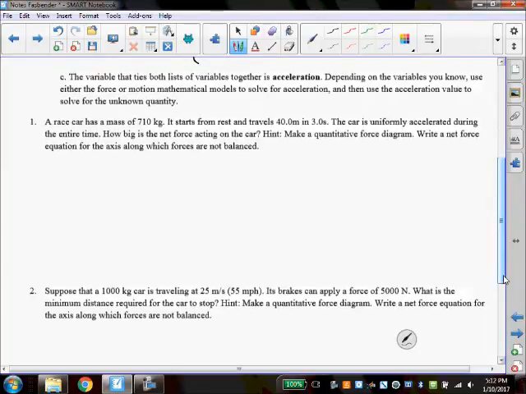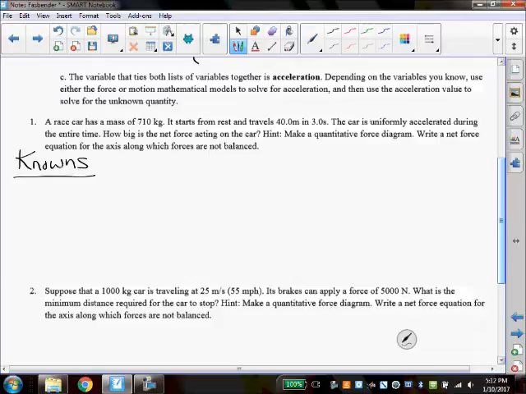A race car has a mass of 710 kilograms. It starts from rest and travels 40 meters in 3 seconds. The car is uniformly accelerated during the entire time. How big is the net force acting on the car? Hint: make a quantitative force diagram and write a net force equation for the axis along which the forces are not balanced.